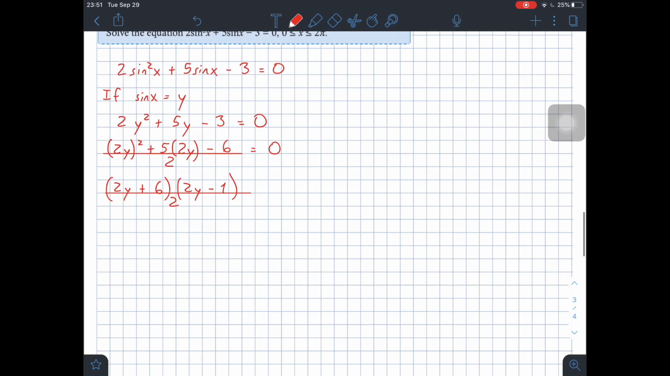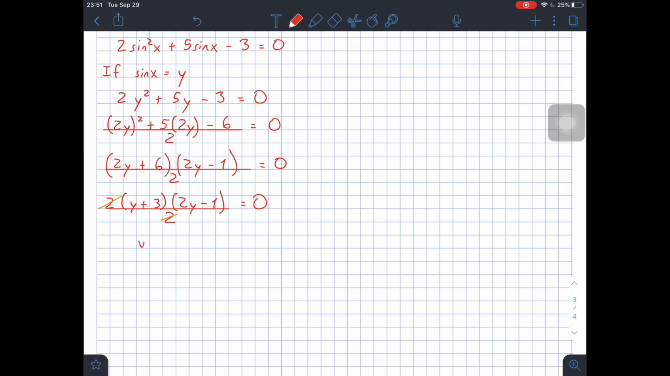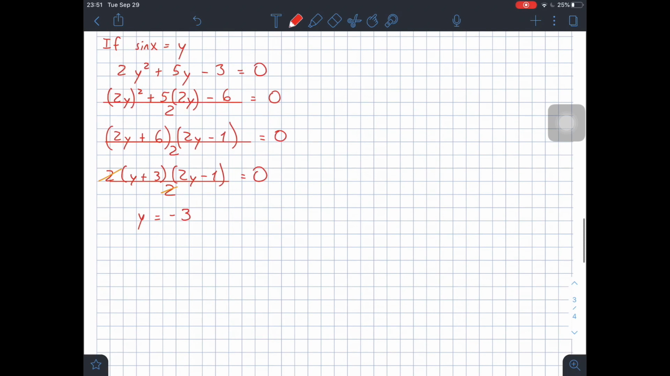And finally, if we take out a common factor of 2 from here, we're going to have 2 times y plus 3 times 2y minus 1. This is all equal to 0. This is being divided by 2. And this is equal to 0. So I see that we simplify 2 with 2. So we get two possible values for y. Either y is equal to negative 3, or the other possible value of y would be positive 1/2, right?